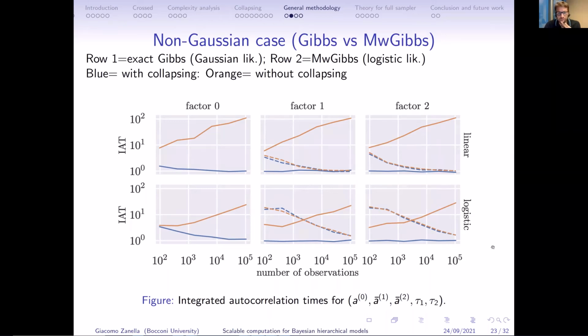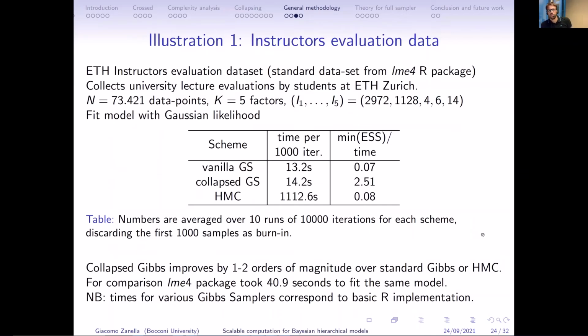Here, just a couple of illustrations. Both are actually moderate scale, but you could easily scale it to larger cases. Here, first we consider an ATH structure evaluator data set. Here you have k factors. We fit the model with the Gaussian likelihood, so this is a linear case, and we compare the performances to HMC. So in this case, I simply want to mention quickly that you get a significant improvement. It's around one to two orders of magnitude improvement.